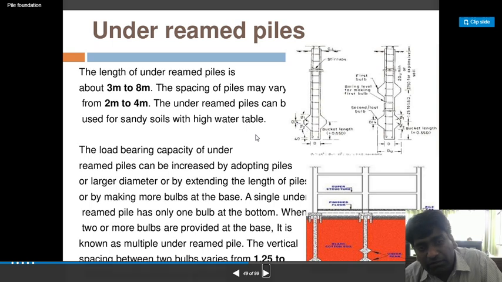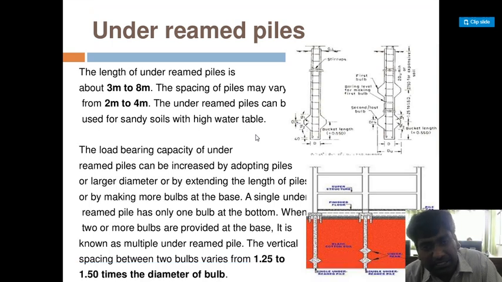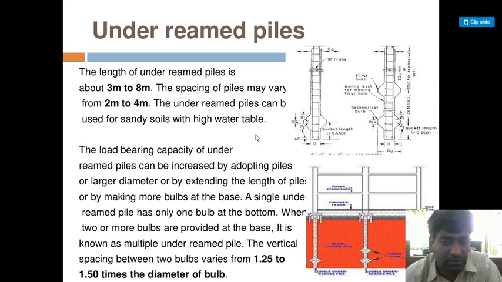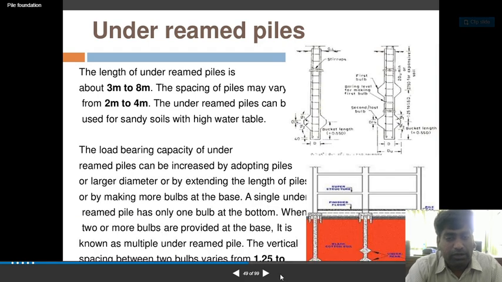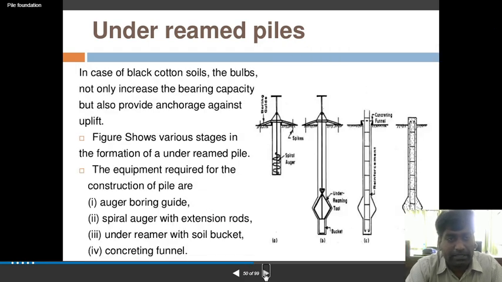Load bearing capacity of under-reamed piles can be increased by adopting piles of larger diameter, or by extending the length of the piles, or by making more bulbs at the base. A single under-reamed pile has only one bulb at the bottom. When two or more bulbs are provided at the base, it is known as a multiple under-reamed pile. The vertical spacing between the two bulbs varies from 1.25 to 1.50 times the diameter of the pile.